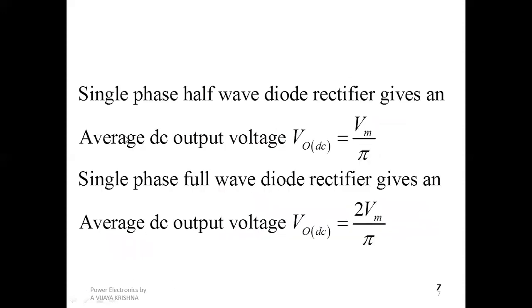A single phase half wave diode rectifier gives an average DC output voltage VDC equal to Vm by pi. And a single phase full wave diode rectifier gives an average DC output voltage of 2 Vm by pi, since two cycles are added here.